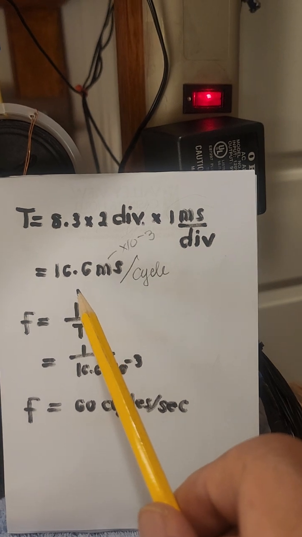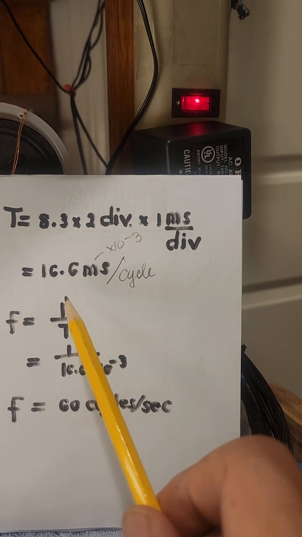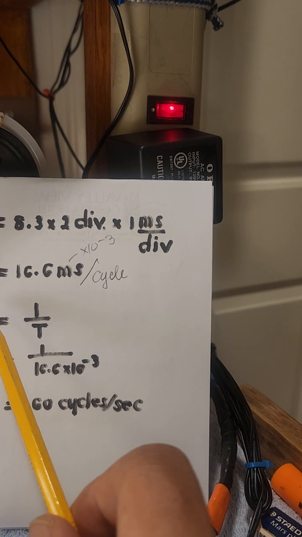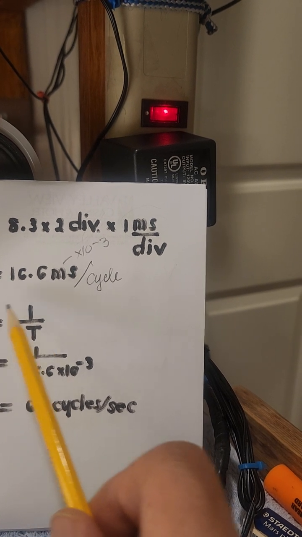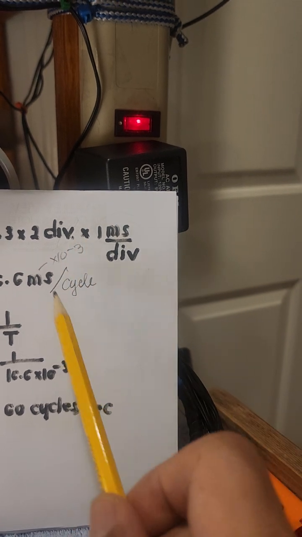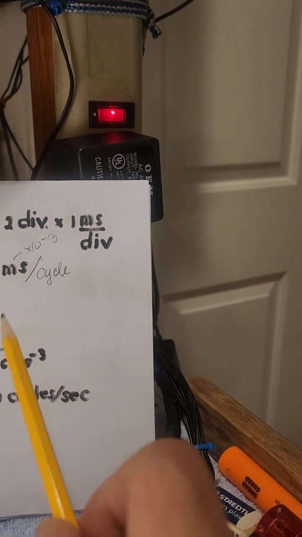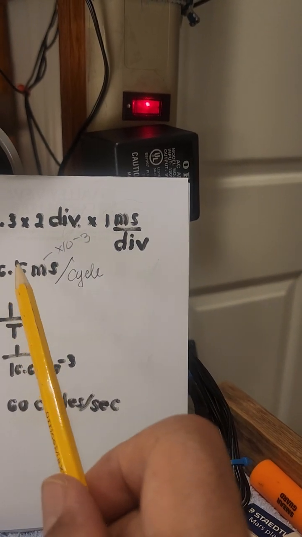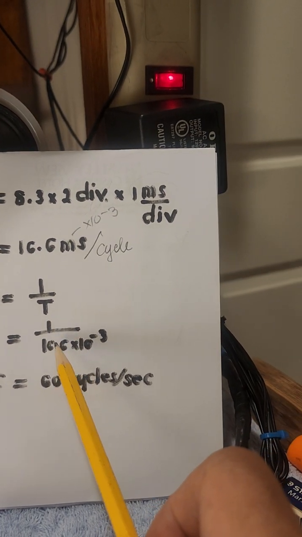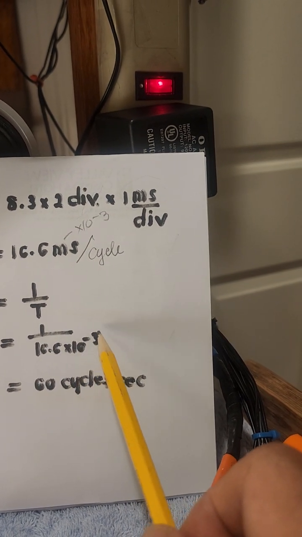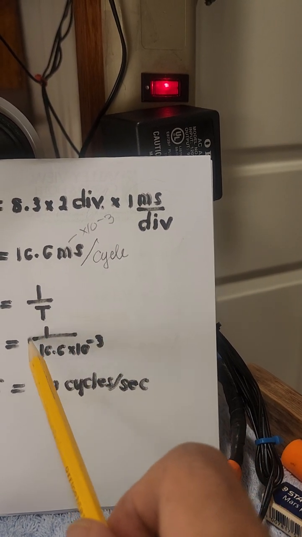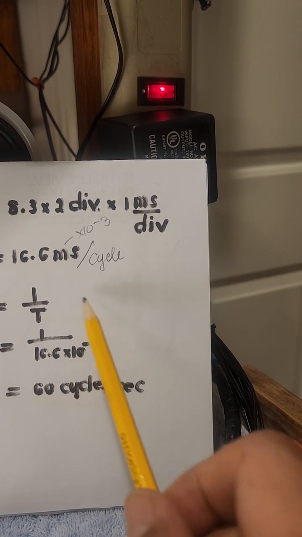frequency is actually the reciprocal of the period. Okay? So frequency, the unit of this is actually cycles per second. If we take the reciprocal of the seconds per cycle, what will come out will be cycles per second. So substituting capital letter T, that will be 1 all over 16.6 times 10 to the minus 3.